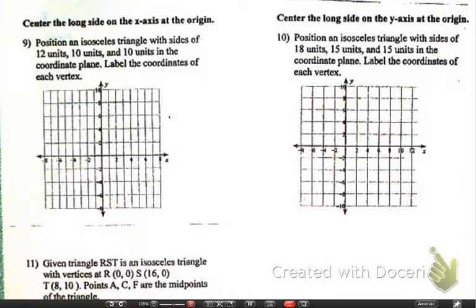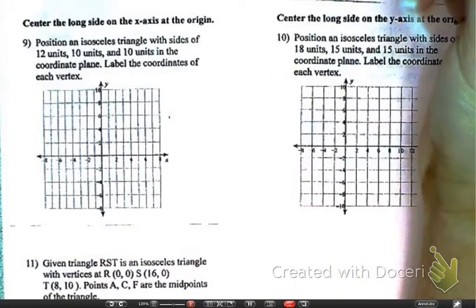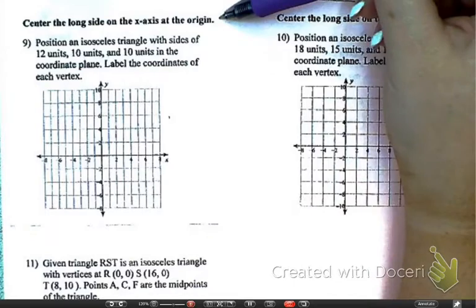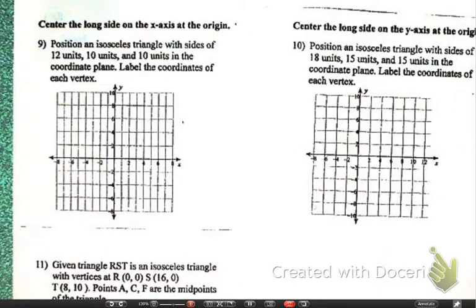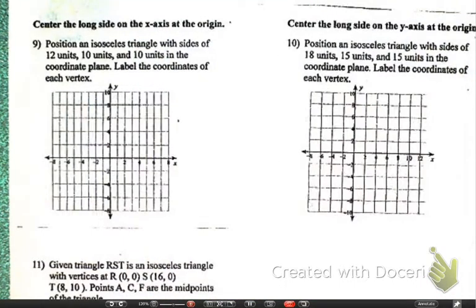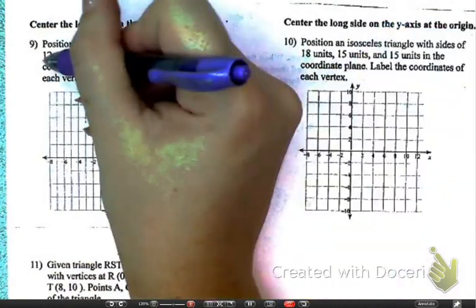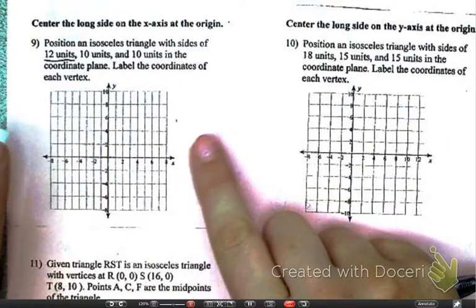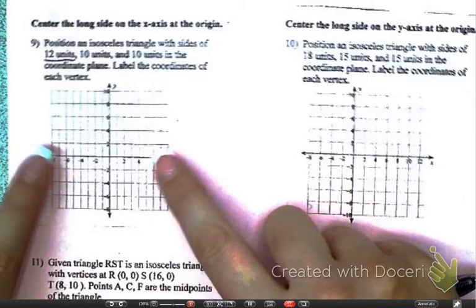So we are going to position an isosceles triangle on the coordinate plane that has side lengths of 12, 10, and 10. What makes it isosceles? Two sides that are equal. Okay. This part here is important, what's bolded at the top. Center the long side on the x-axis at the origin. So what is my long side? 12. So I need to center a 12-unit segment on the x-axis.